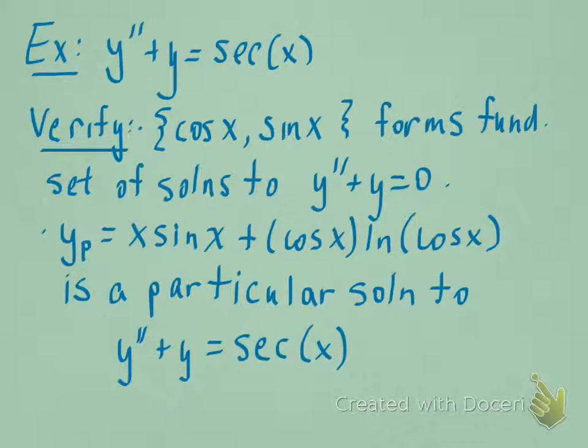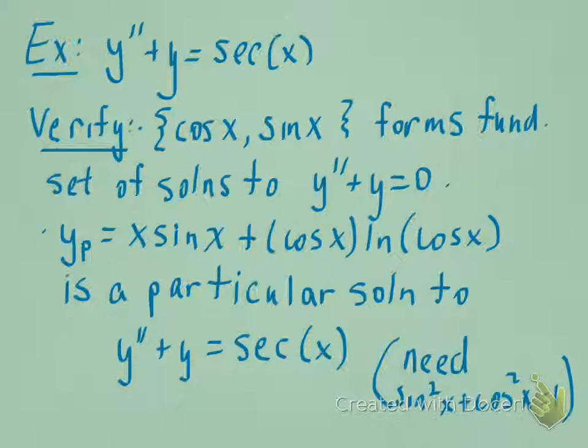What I would also like you to check, and this is just some good differentiation practice, is that y sub p equaling x times sine x plus cosine x times natural log of cosine x is a particular solution to our non-homogeneous differential equation. And when you do that verification, you're going to need the Pythagorean identity sine squared x plus cosine squared x equals 1.